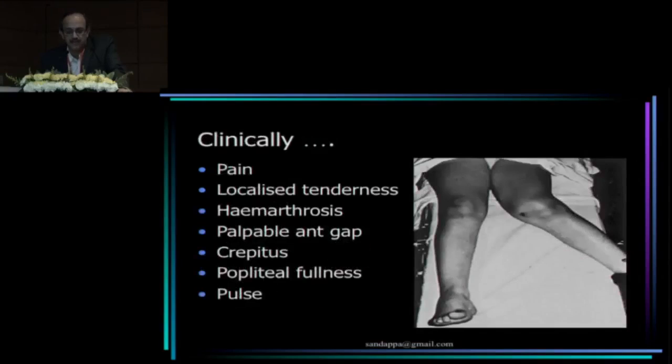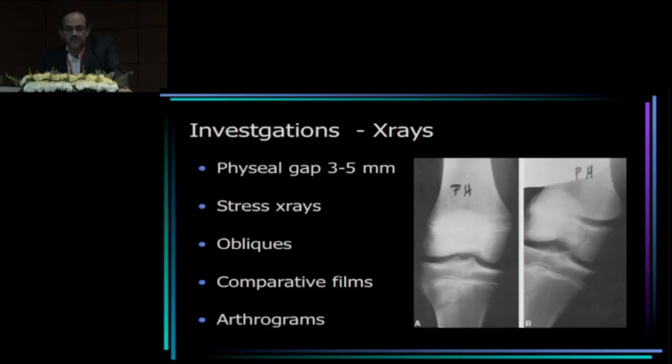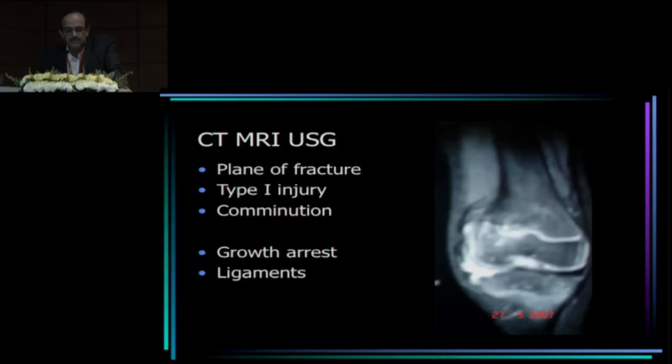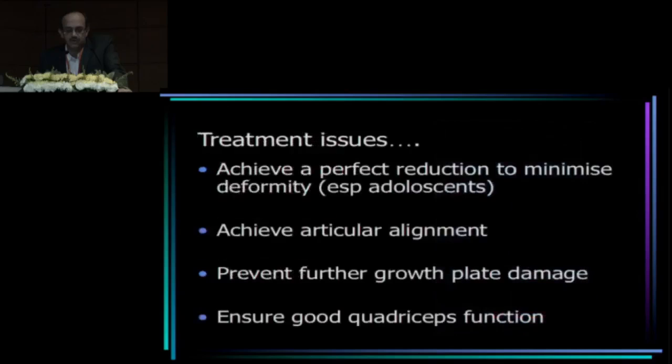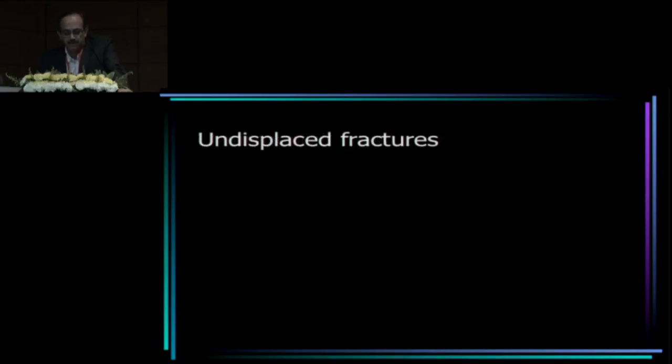Look for the hemarthrosis. You could take stress views if you're in doubt, but do them gently. Arthrograms may help, and CT or MRI may be used if there is a suspicion about ligamentous injury or later on to look for growth arrest. It is important to achieve a perfect reduction to minimize deformity and growth arrest. If it is intra-articular, you need to get a perfect articular alignment and ensure good quadriceps function.